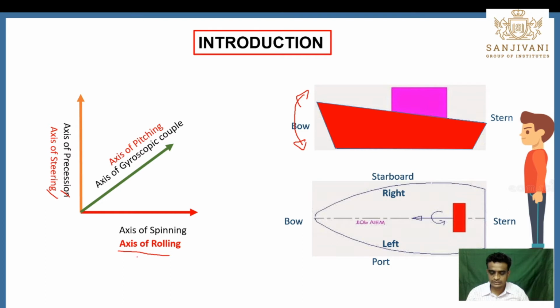Just try to understand this. One is the axis of rolling or the axis of spinning, the axis of precession, which is the axis of steering, and the axis of gyroscopic couple, which is the axis of pitching. One thing you have to keep in mind: when we steer the ship, pitching takes place because of it. The gyroscopic effect of the steering is the pitching, and the gyroscopic effect of the pitching is the steering, which we are going to study in today's session.